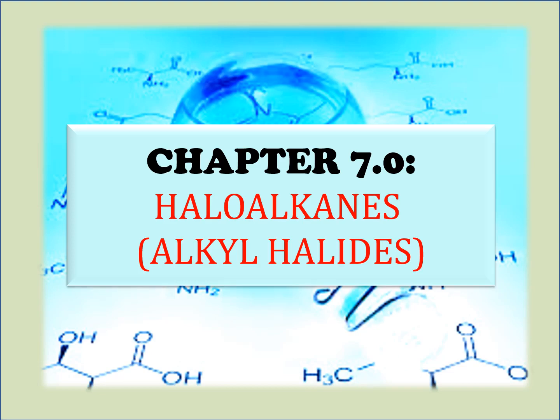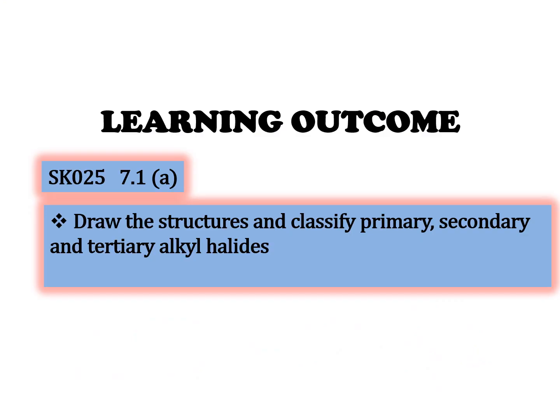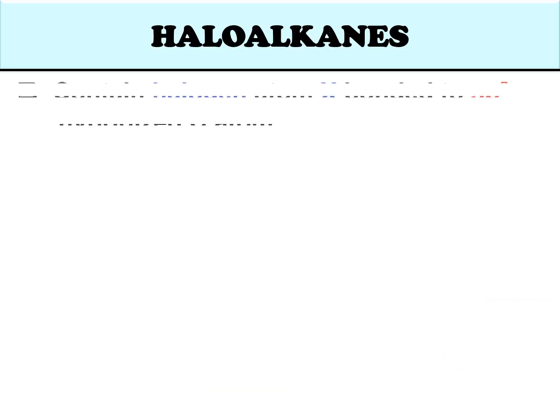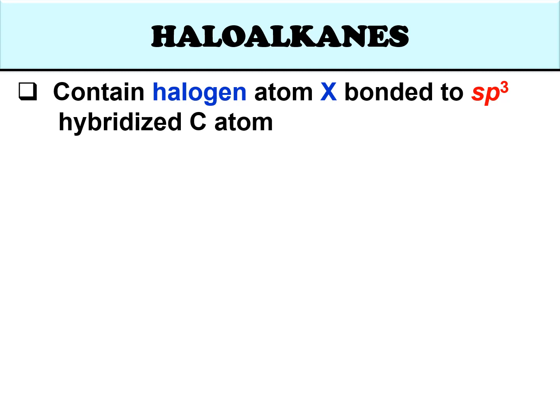Welcome to Chapter 7, Haloalkene. Learning outcome for 7.1a. Draw the structures and classify primary, secondary, and tertiary alkyl halide. Haloalkene contains halogen atoms X bonded to sp3 hybridized carbon atoms.